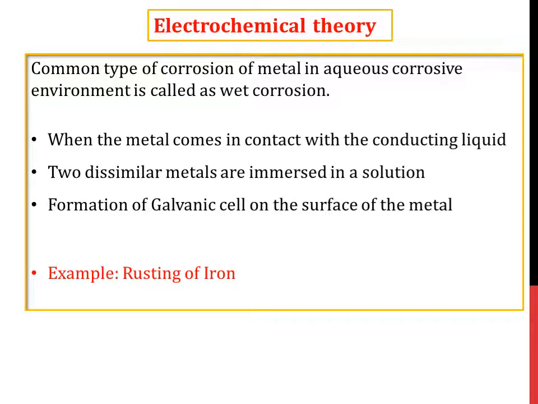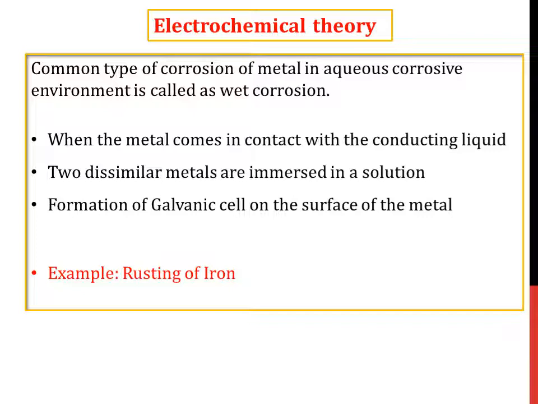Electrochemical theory. Based on the nature of corrosion, under which condition the corrosion process is initiated, we broadly classify corrosion as wet corrosion and dry corrosion. If the corrosion of the metal takes place in an aqueous corrosive environment, then we call it wet corrosion, and if the corrosion process takes place in the absence of moisture, then we call it dry corrosion.